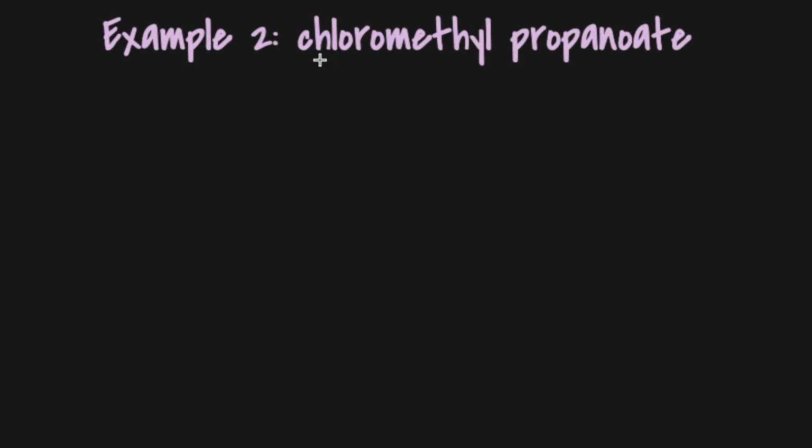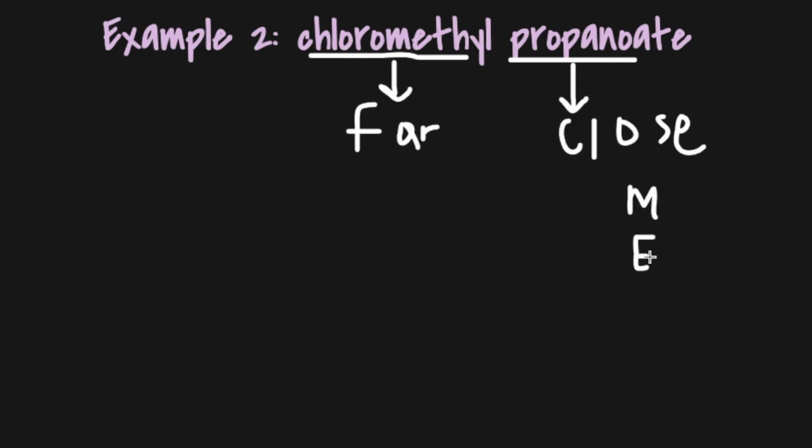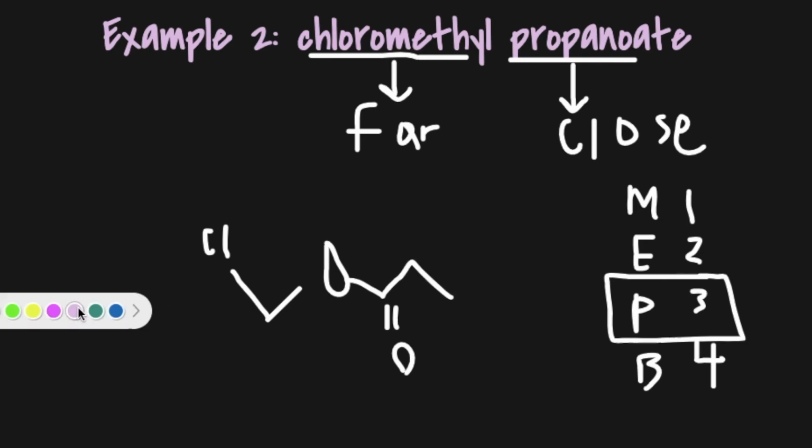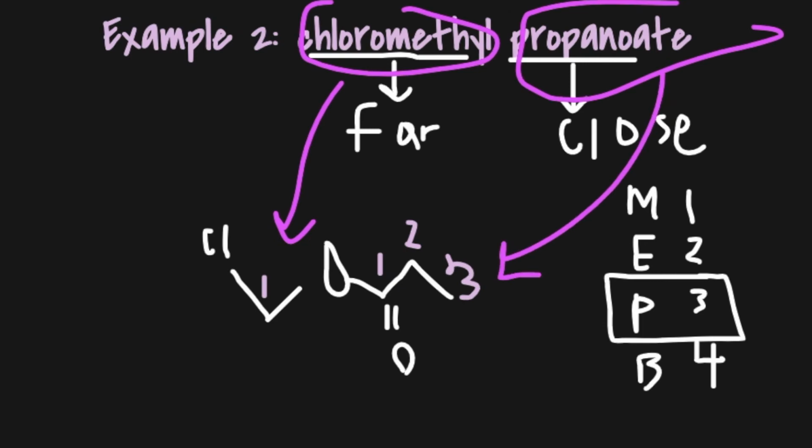For the second example, I'll be drawing chloromethylpropanoate. Chloromethyl will be far from the carbonyl group, and propanoate will be close. Next, using the monkeys eat purple bananas mnemonic, we get that propanoate is a chain of 3 carbons. Since there's a chloro before methyl, it's an indicator that there's a chlorine substituent hanging off of the methyl. We can check our work by numbering the chain and everything matches the name. I circled and drew arrows for clarity regarding the close and far groups.